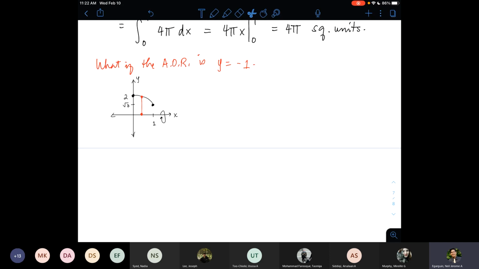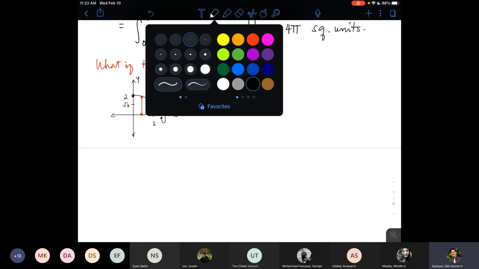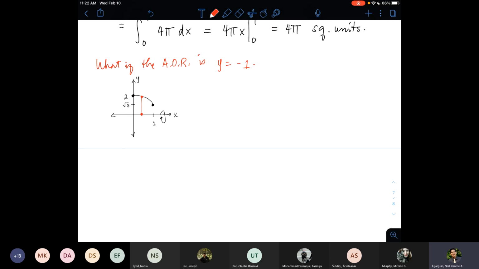Now it would be a little bit different if what we changed was the axis of revolution. So for instance, in this problem, I am considering the case when the AOR is y equals -1. In this case, all the functions remain the same, except some of the measurements. So here the surface area will still be an integral from 0 to 1 with respect to x.